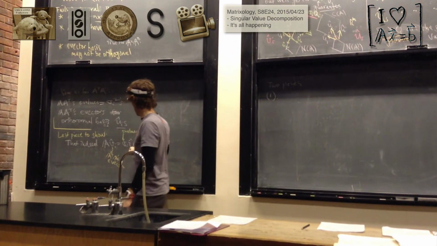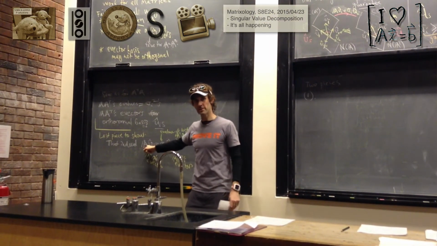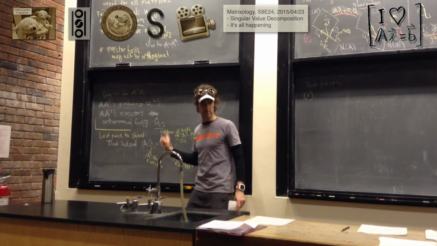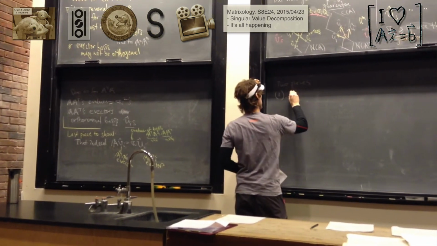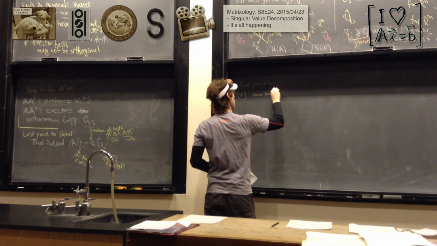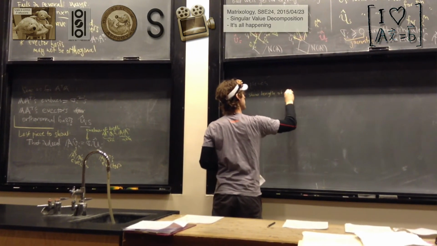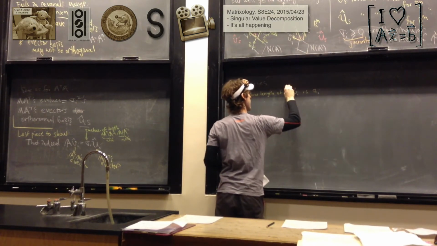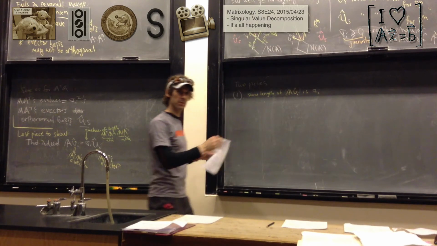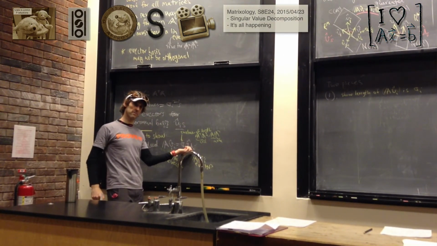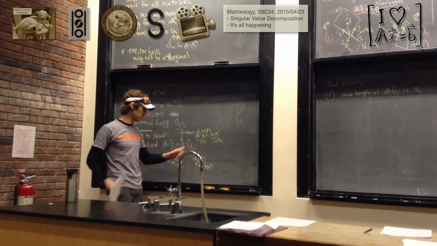Let me see. Where are we? These are unit lengths. So the length of this whole thing is sigma I. So we show the length of A times VI is sigma I. That's got to match up. It's got to have that length. A times this is some vector, and we know that it must have this length. This is unit length.